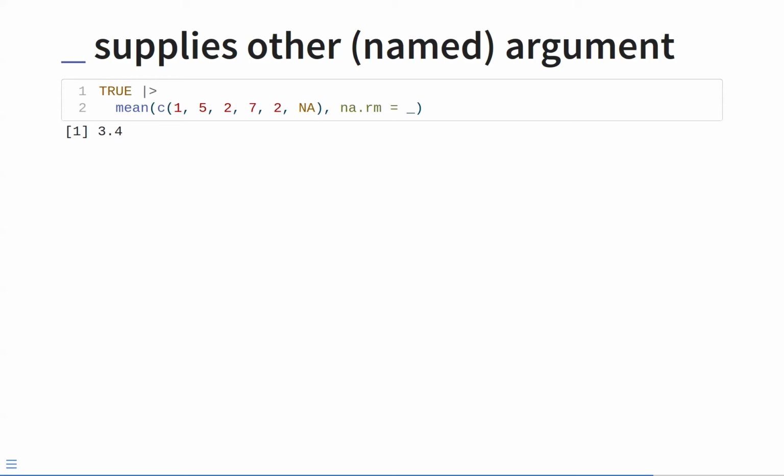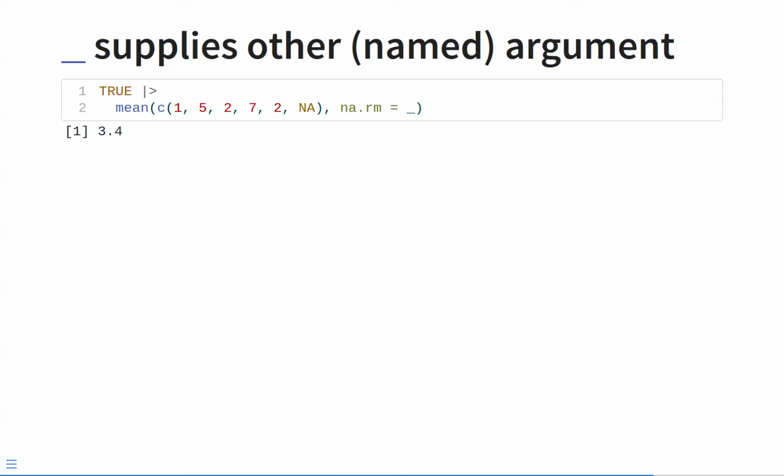So as I mentioned before, the first argument to the function mean is the vector whose mean we want to compute. Now, the next argument that I would like to supply in this case is na.rm equals TRUE. If I want to supply that argument with the pipe, I've got a problem, which is that if you look up the help file for mean, na.rm is not the first argument of the function. It's a later one. The underscore allows me to get around this problem.